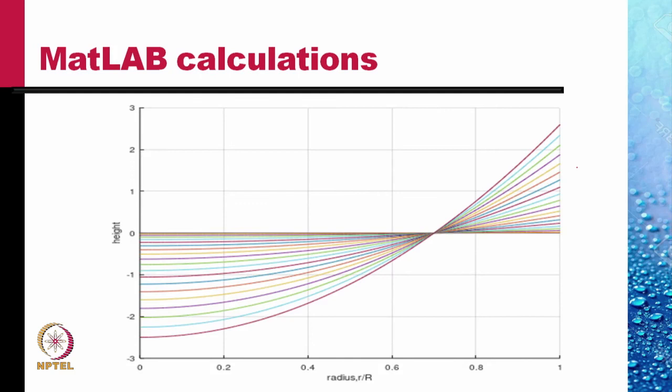Here I have calculated the free surface for various values of omega. The horizontal line is for zero speed, and as omega increases, at the center the free surface dips, and near the wall, it climbs up.